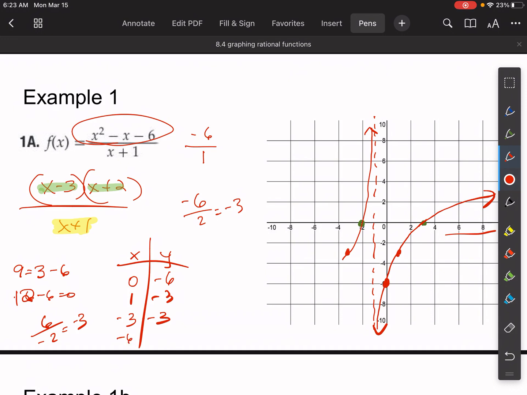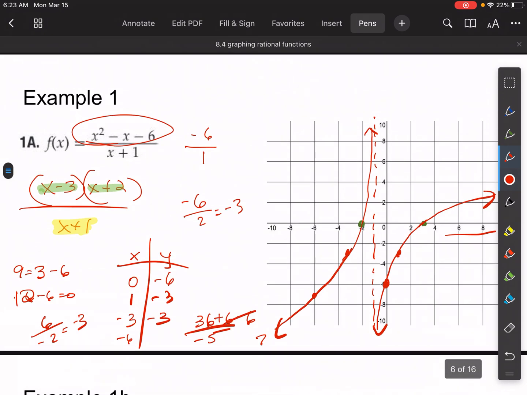So at -6, I'd be at 36 plus 6 minus 6. These cancel out, so it's 36 over, and then -6 plus 1 would be -5. -5 goes into 36 how many times? Let's see here, 7 and something. So we're looking at -7-ish. So we're somewhere down in here. Okay, so you can get an idea of what happens there. We've got something that looks like that. Okay, so that's example 1.